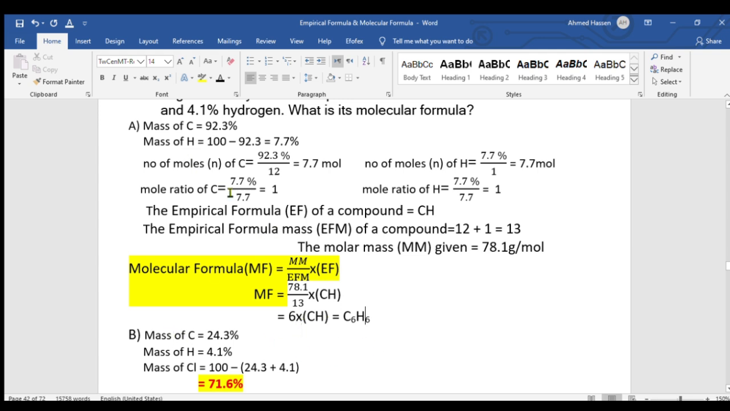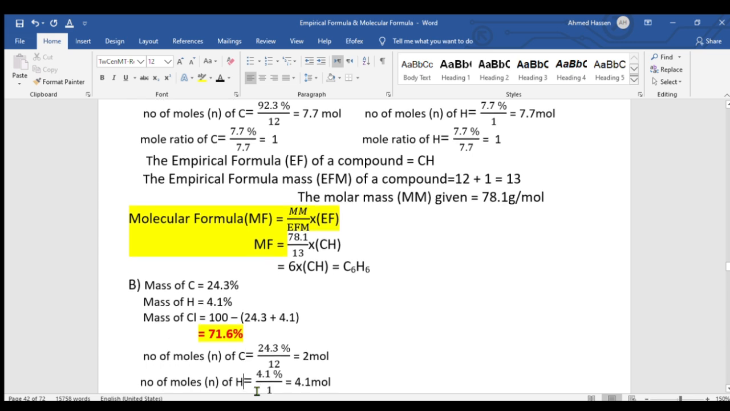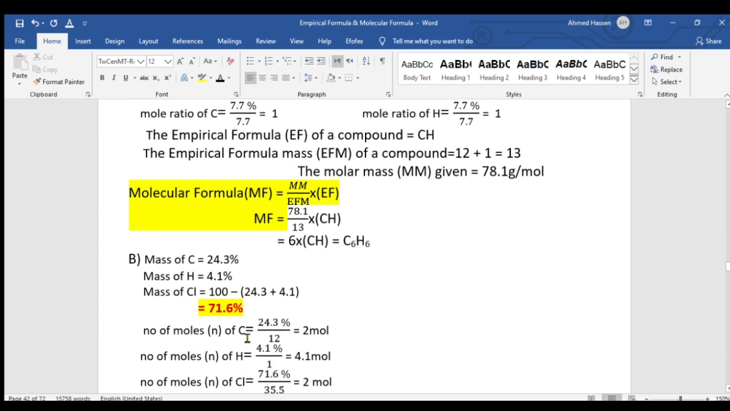And question number 5b, sorry, under question number 5b, the mass of carbon given is 24.3%, and the mass of hydrogen is equal to 4.1%, and the mass of chlorine is equal to 100 minus the summation of these values. This gives us 71.6%. Therefore, the number of moles of each element will be calculated as given mass over atomic mass of each respective element.